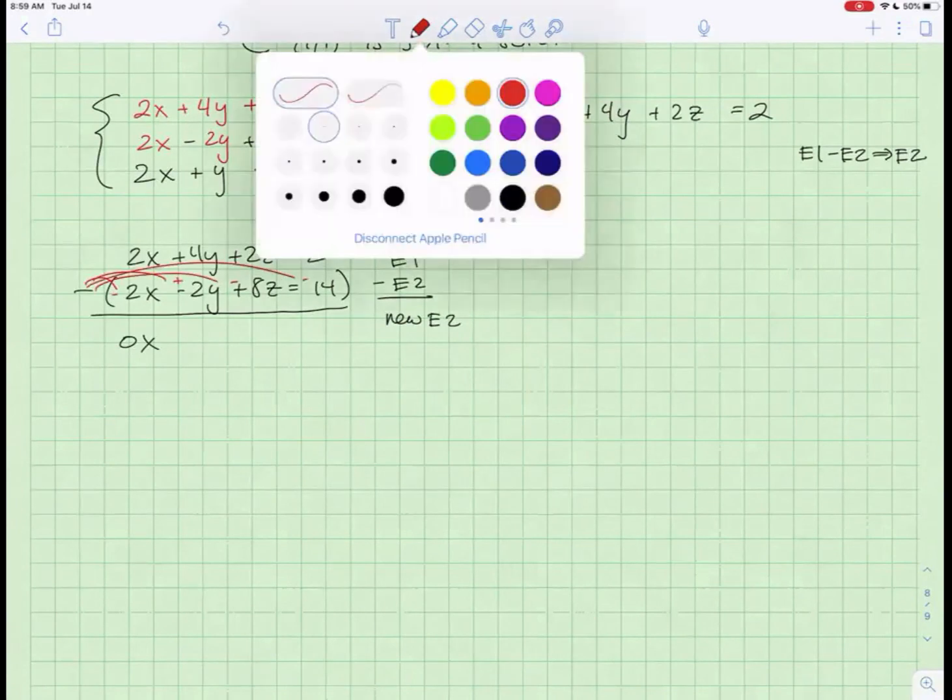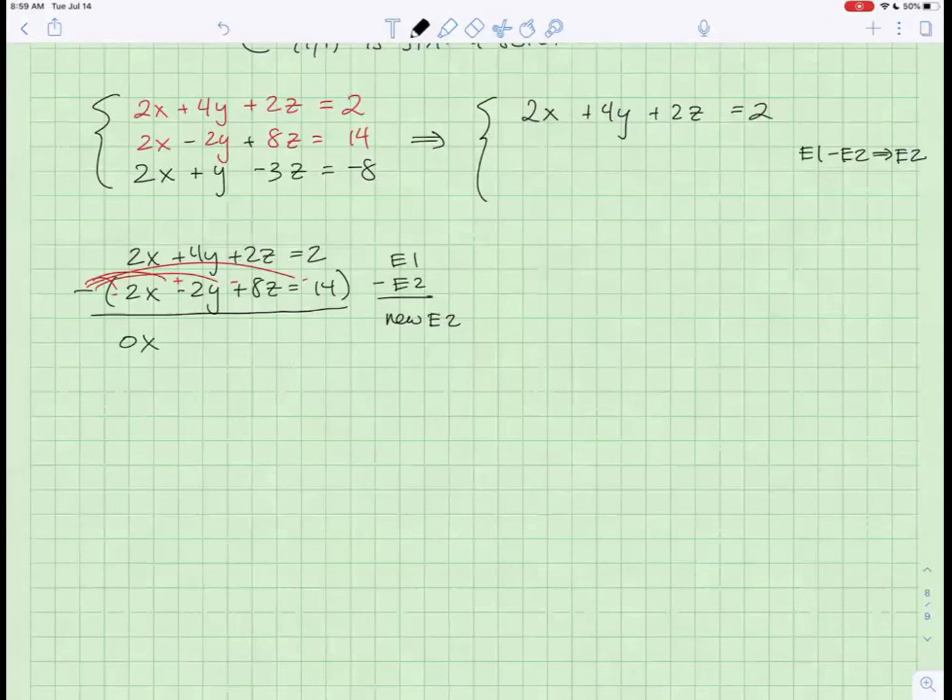This is going to be 0x. 4y plus 2 more y is going to be plus 6y. 2z minus 8z is negative 6z. And 2 minus 14 is negative 12. And so that's going to go right here. 0x plus 6y minus 6z is equal to negative 12. In fact, sometimes we don't even write that 0x, we just leave it off.